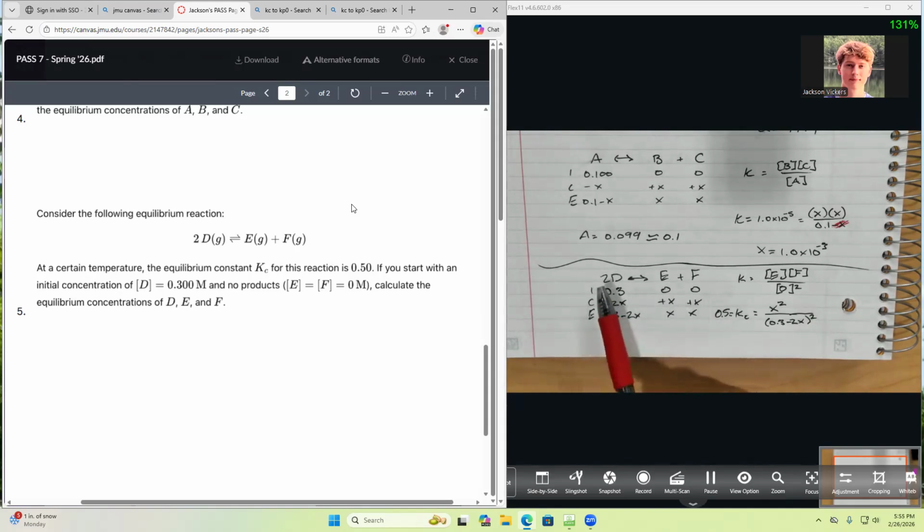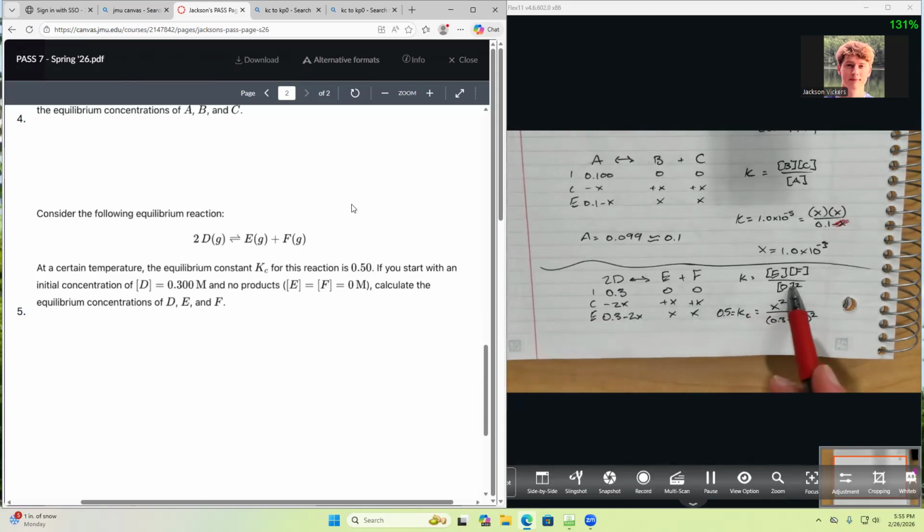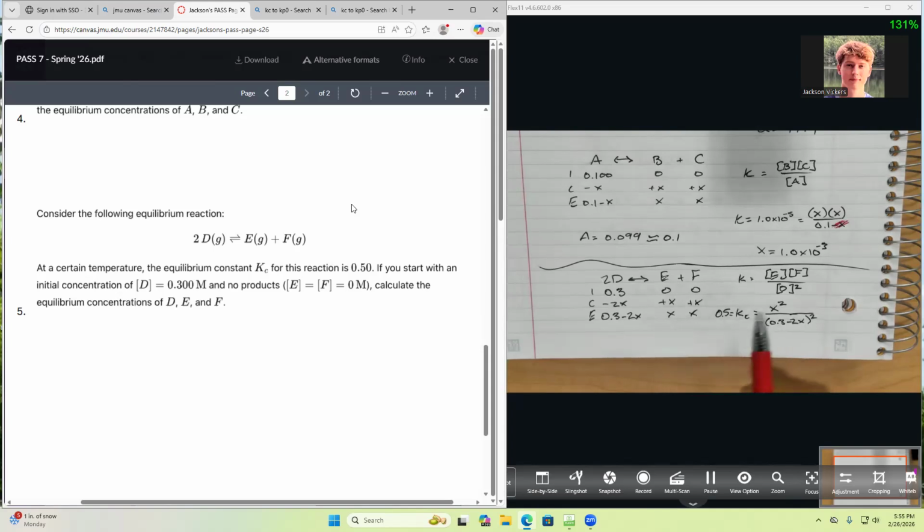But we have to remember that when we have a coefficient, it's going to be factored in two different times. It's going to be in this part, and it's also going to still be the exponent in the K expression. That took me a long time to understand, that the coefficients play a role two different times in the process. We have 0.3 minus 2x, x and x.